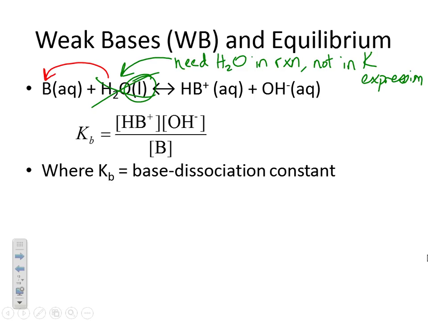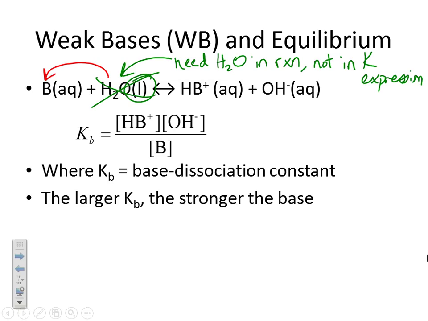Kb is called the base dissociation constant, again, B for base. And very, very similarly to acid, the larger the value of Kb, the stronger the weak base. It means that the more HB+ and OH- you're going to get, the more the base was able to steal a hydrogen from water.